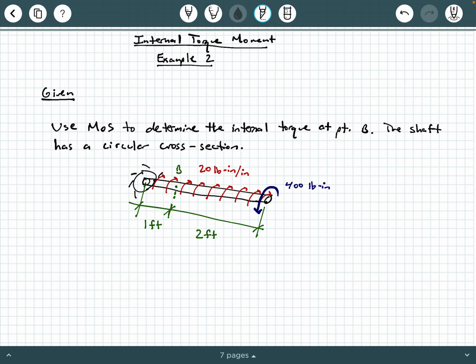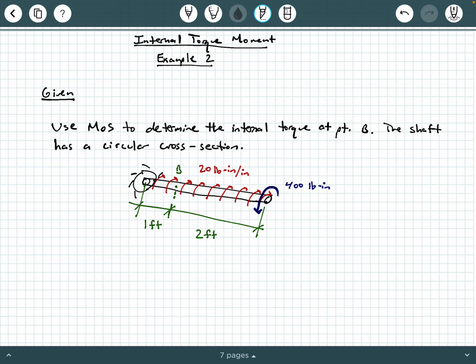So notice this is a uniformly distributed torque moment. It's not a single applied torque moment. It's a uniformly distributed torque moment, 20 pound-inches per inch, okay? And then at the free end, you have an applied single torque moment of 400 pound-inches, and it's going in the opposite direction of the uniformly distributed torque moment, okay?